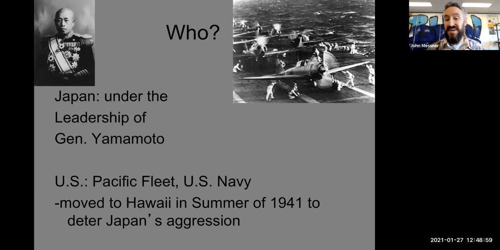So he's in command of the Japanese naval fleet, which has aircraft carriers, and it's from those aircraft carriers that airplanes are going to be launched at Pearl Harbor, the ones that are going to be bombing Pearl Harbor. And so who's in Pearl Harbor? Well, for the United States, it's our Pacific Fleet.